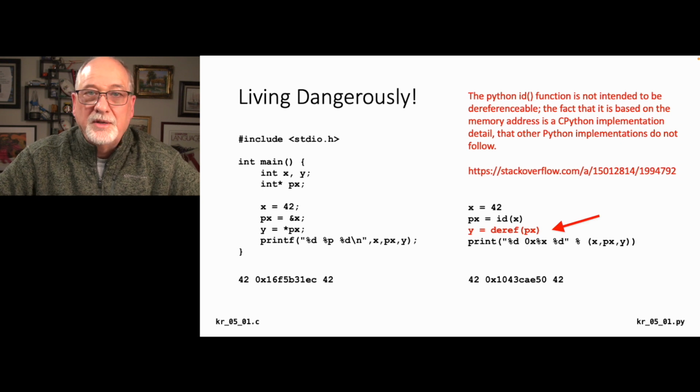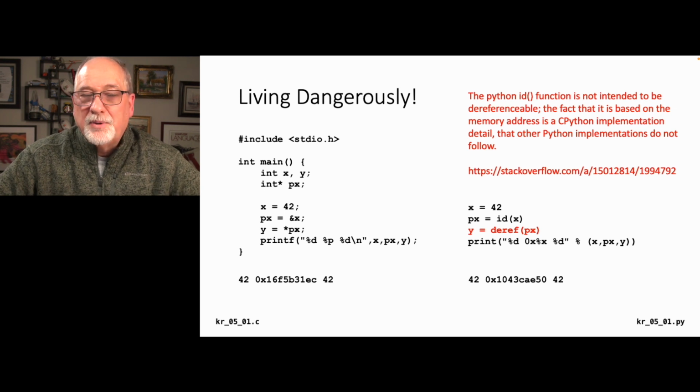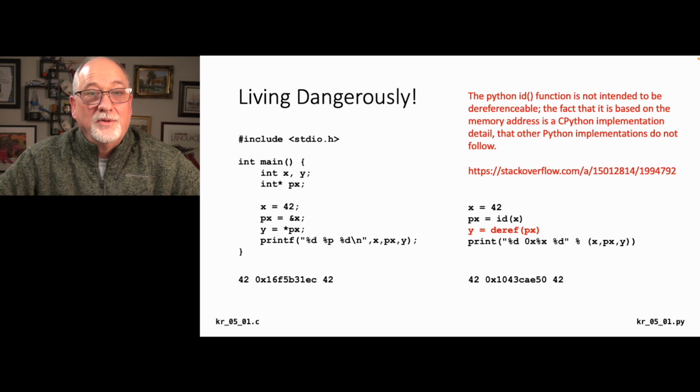Now, if you download the source code, kr0501.py, I actually have a completely unauthorized implementation of a lookup, a dereference. And it has to know the type of the thing that it's dereferencing, y equals deref of px, and it can then give me back that integer pointed to by the address. But this is not guaranteed to work. It's not supposed to be how it works. It just is, things have addresses, and in CPython, at least for this particular version of Python that I'm using, you can use them.